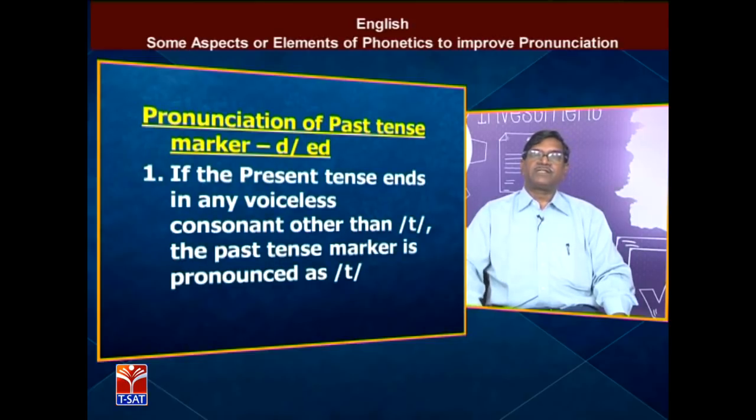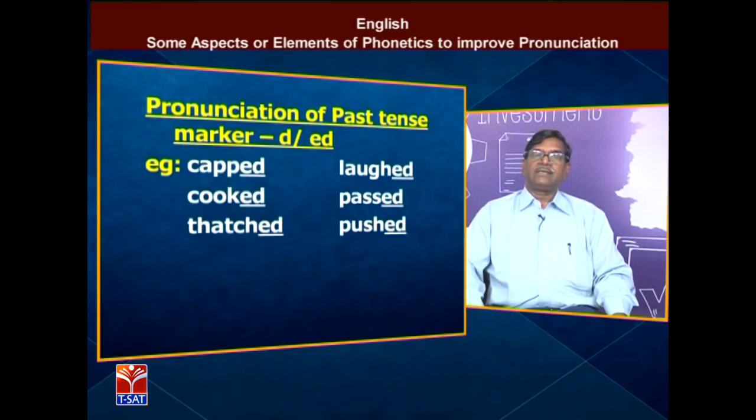Pronunciation of past tense marker d and ed. The past tense marker is pronounced in three ways: t, d or id. If the present tense ends in any voiceless consonant other than t, the past tense marker is pronounced as t. See, "cap". Cap is the base, the present tense. It is ending with p. P is a voiceless consonant other than t. So, the past tense marker is pronounced as t.